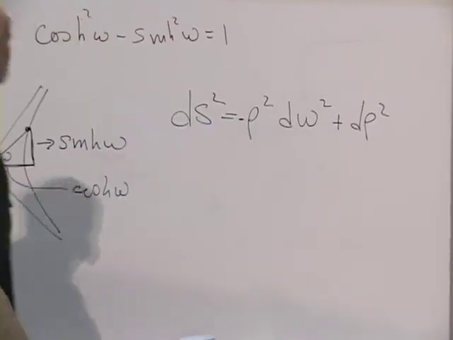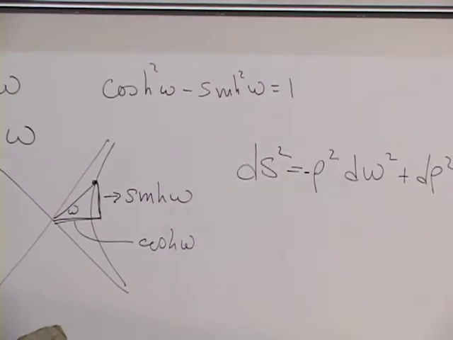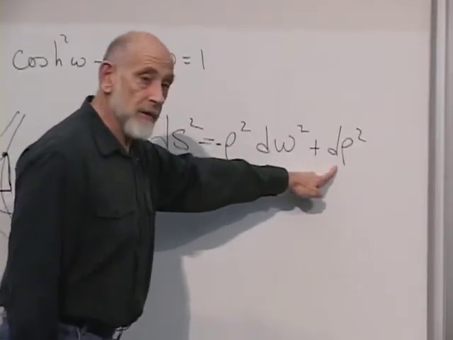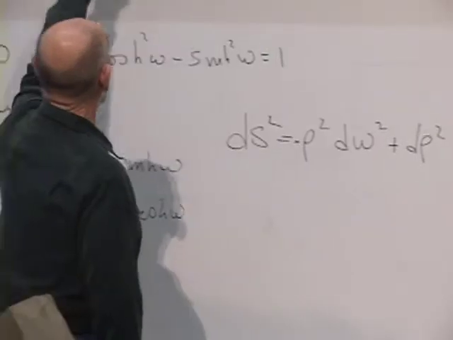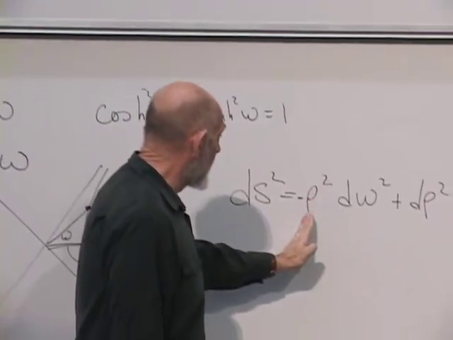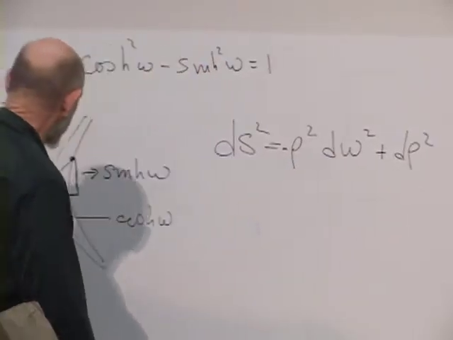Let's just compare it. Go up to the metric over here. ds squared is d rho squared plus rho squared d theta squared. d rho squared, same thing. And instead of rho squared d theta squared, we have a minus sign, rho squared d omega squared. Omega is like theta. But there is a big difference between omega and theta.